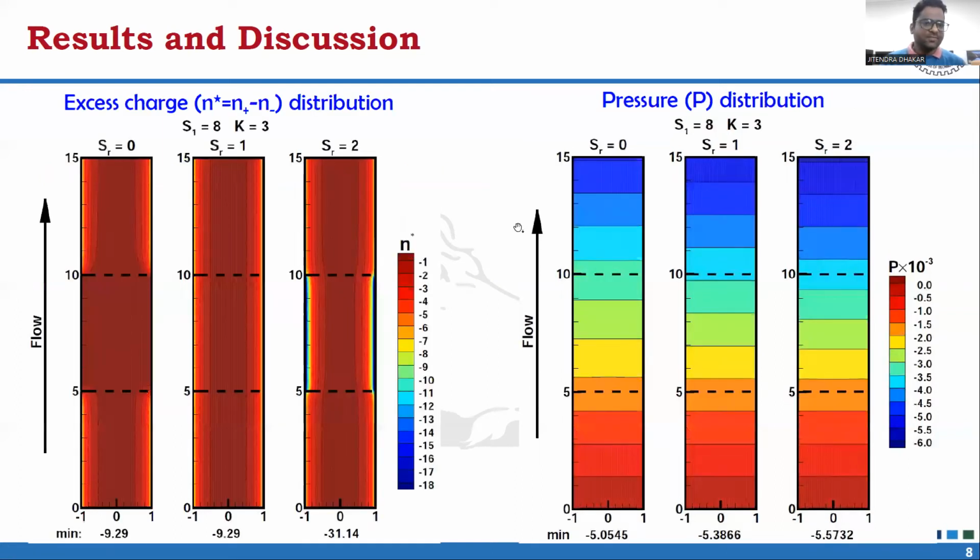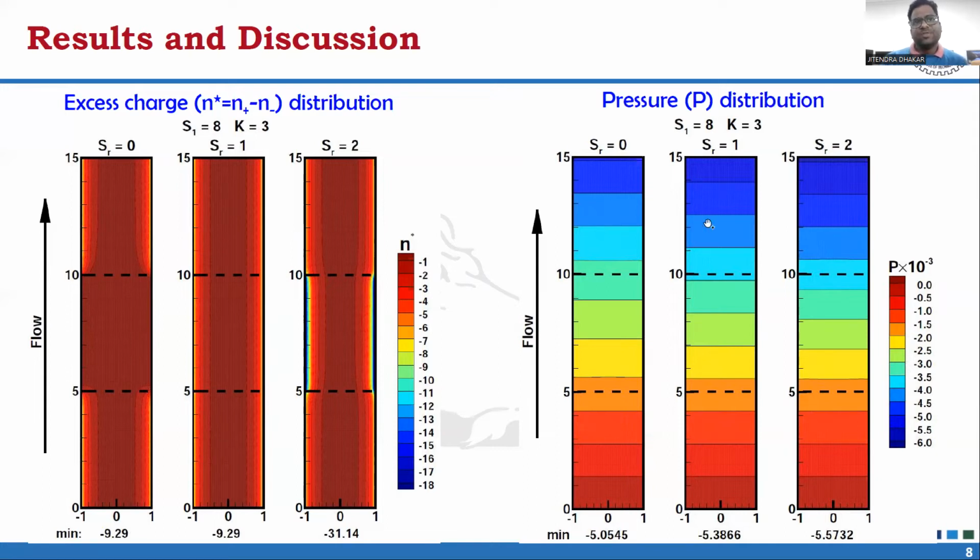Excess charge distribution for the various surface charge ratio SR equals 0, 1, and 2, and S1 equals 8 and K equals 3. Absolute value of N star minimum increases with increasing surface charge ratio from 0 to 2 because increasing SR enhances the charge attractive forces in the close vicinity of the wall that increases the excess charge that we can see in the middle section of the device.